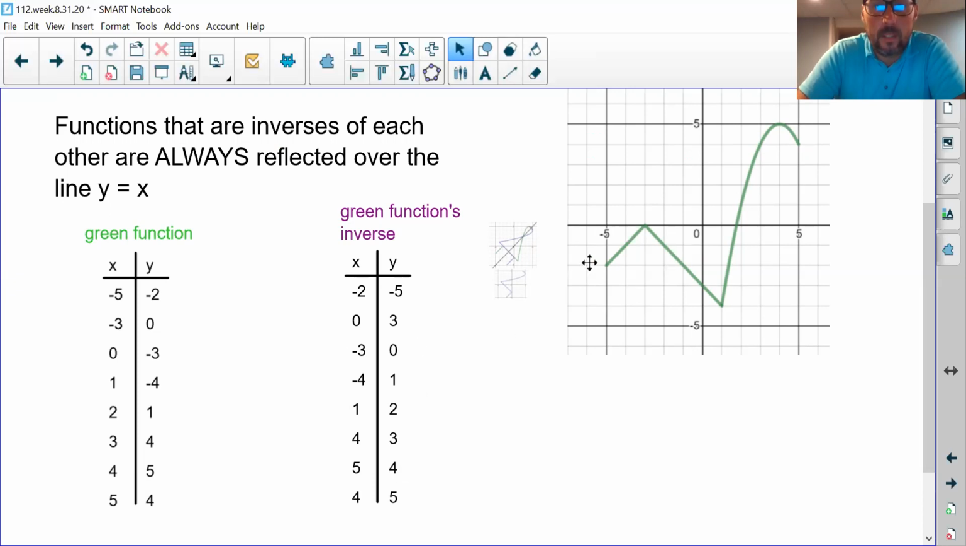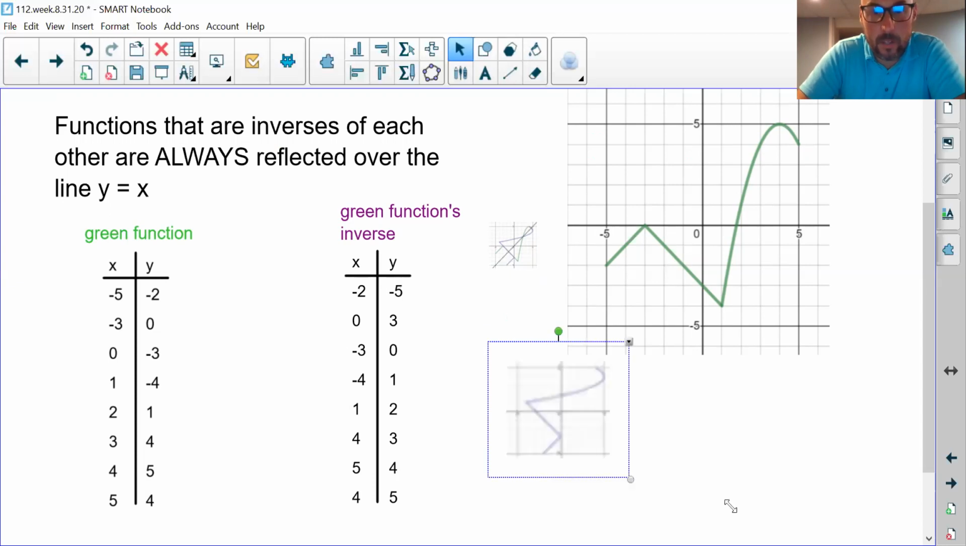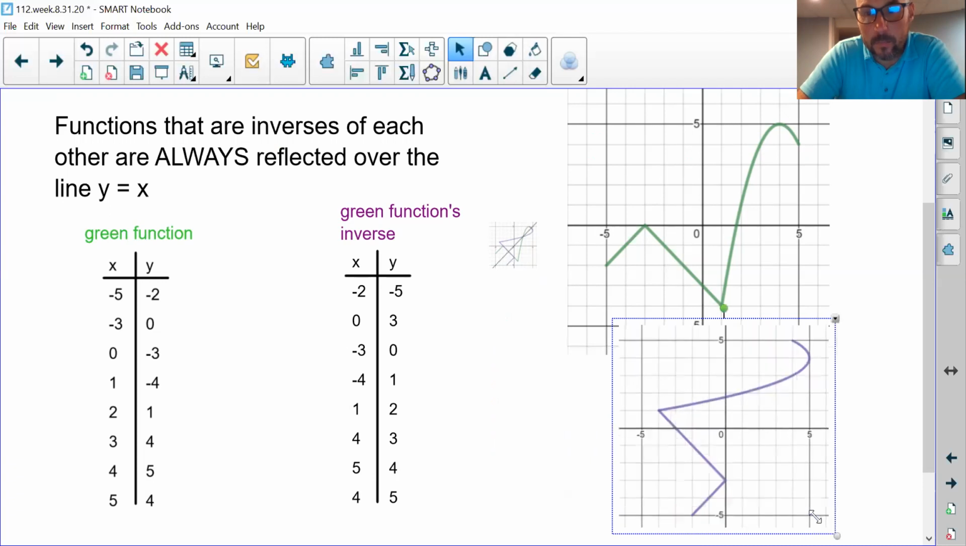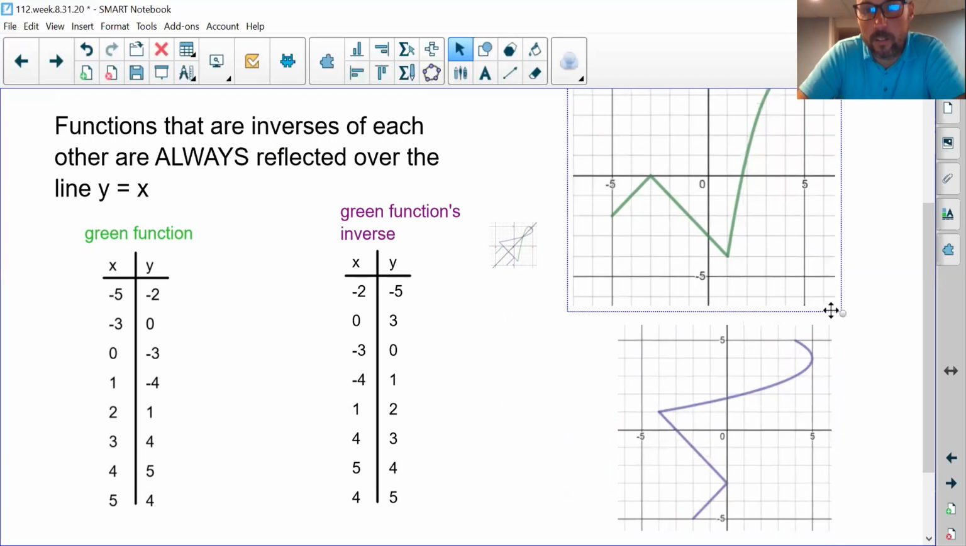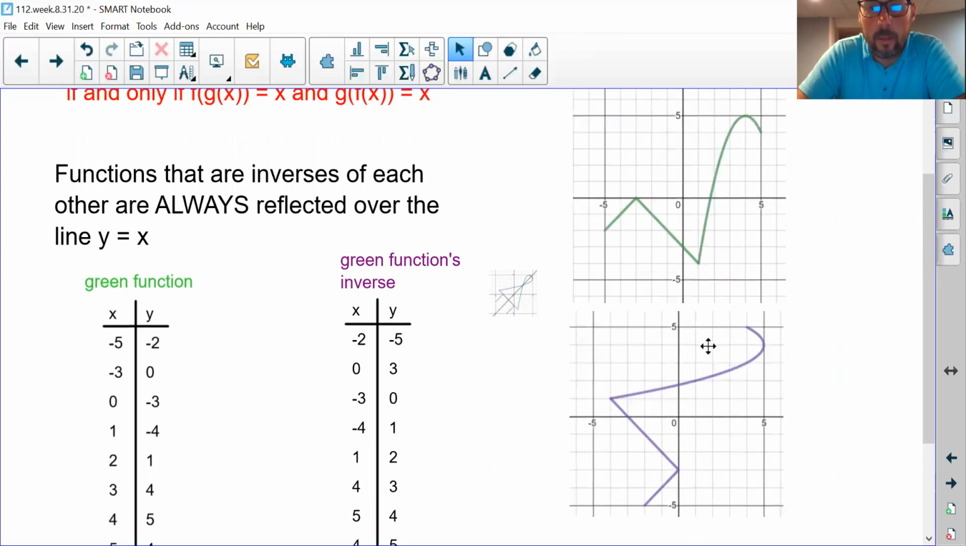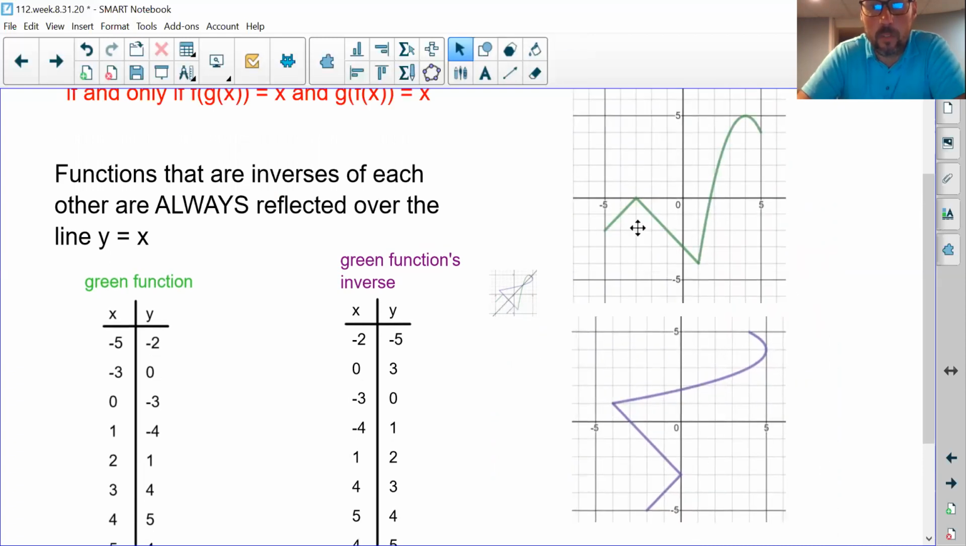Let me show you what this graph looks like. You could plot these ordered pairs, and what you get, it might be hard to visualize. I'm going to show both of them on the same page in just a second. But you get the green and the purple. So the green was the original, and if you switch all the x's and the y's, you would get this.